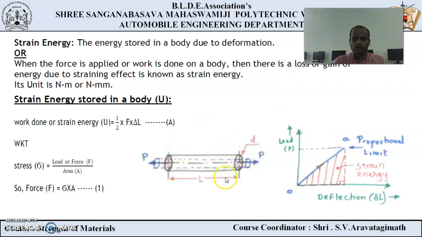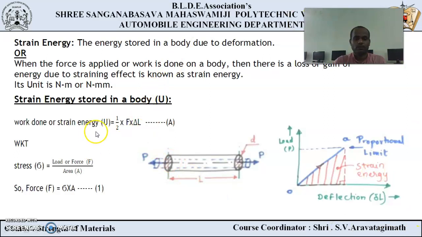Now we can derive the strain energy stored in a body. Let us consider a rod of length L and diameter D. When it is subjected to a tensile load, the length gets increased, that is elongated, and the diameter gets decreased. The dotted line indicates decrease in diameter. The condition for strain energy is that you have to apply the load up to the elastic limit, or up to the proportionality limit. So this comes under the stress strain diagram for the ductile material. I will take the dotted line here, and this shaded area represents the strain energy.